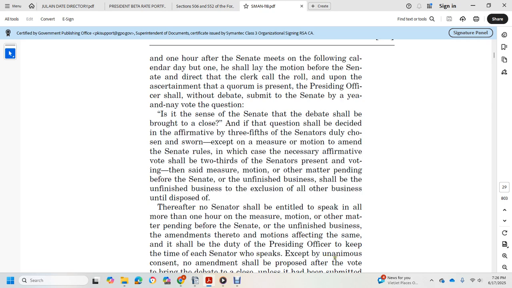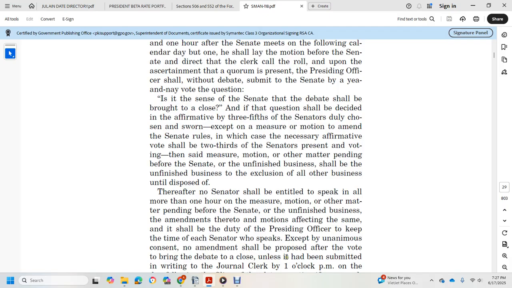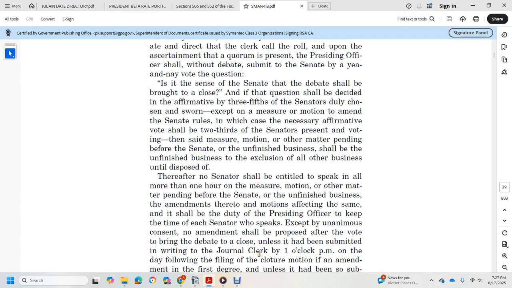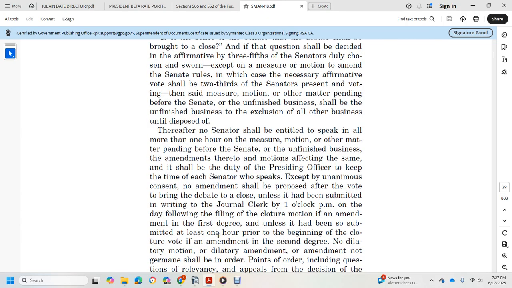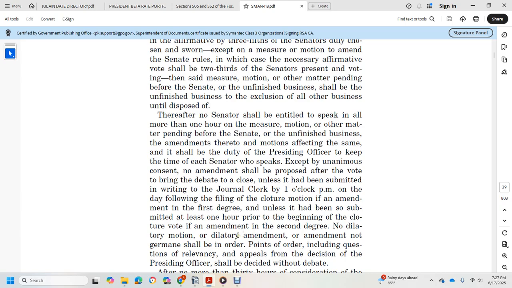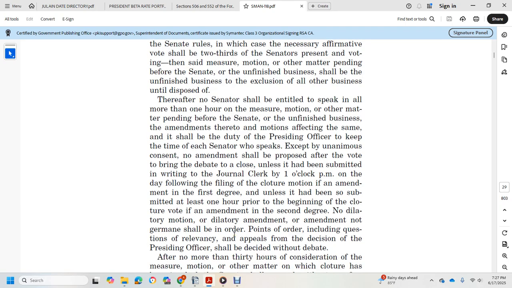No amendment shall be proposed after the vote to bring the debate to a close unless it had been submitted in writing to the journal clerk by 1:00 p.m. on the day following the filing of the closure motion, in the case of an amendment in the first degree, unless it has been submitted at least 1 hour prior to the beginning of the closure vote. If amended in a second degree, no dilatory amendment or amendment not germane shall be in order. Points of order, including questions of relevance, and appeals from the decision of the presiding officer shall be decided without debate.